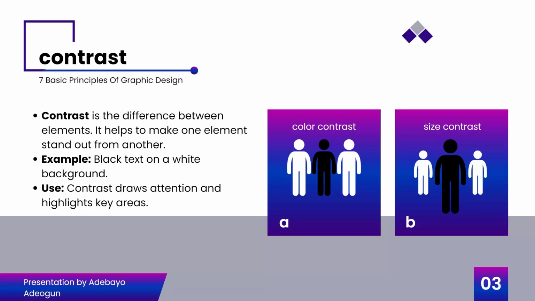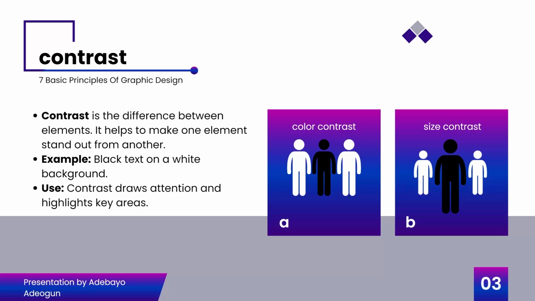So back to the business. Contrast now. Contrast is the difference between elements. It helps to make one element stand out from the other. If you look at this now, you can tell instantly that there is one element that is different from this. We have the color contrast, whereby we might have different shades of color, and one color is different. We can have red, blue, green, yellow. Just imagine the traffic light. You know what they stand for.